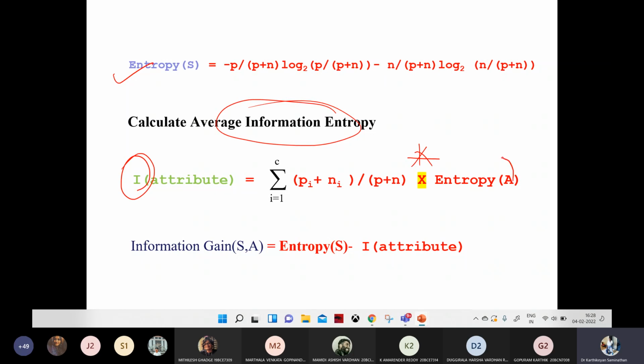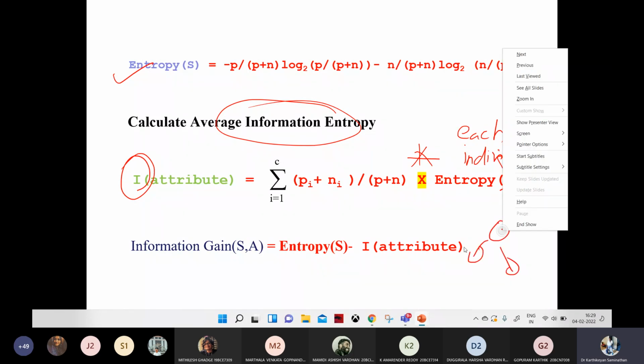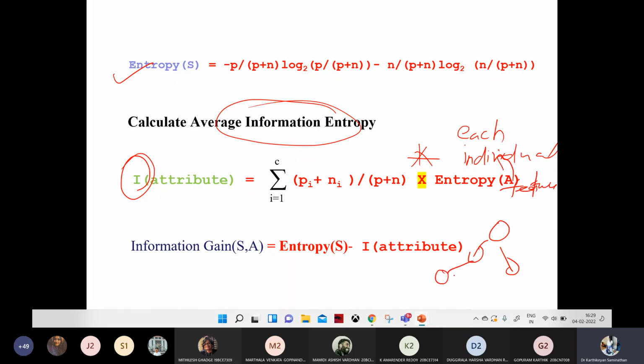Entropy of A is for each individual feature. Suppose you are calculating for the first root, then this is your entropy of A. Now we are calculating for the next child node, and now this is your entropy of A, right?